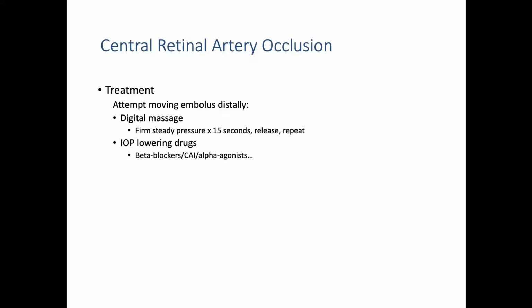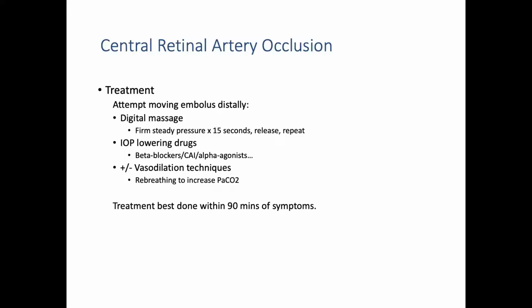You have IOP-lowering drugs, which are your beta blockers, your carbonic anhydrase inhibitors, your alpha agonists. And then there are vasodilation techniques, which is rebreathing with an increased PCO2. Some people say high flow oxygen also helps. So there are different things that some people have tried. According to the ophthalmologists, a lot of them don't really work. They claim the best treatment is done within 90 minutes of symptom onset. The majority of patients would probably present after 90 minutes, and a lot of these techniques don't really work.